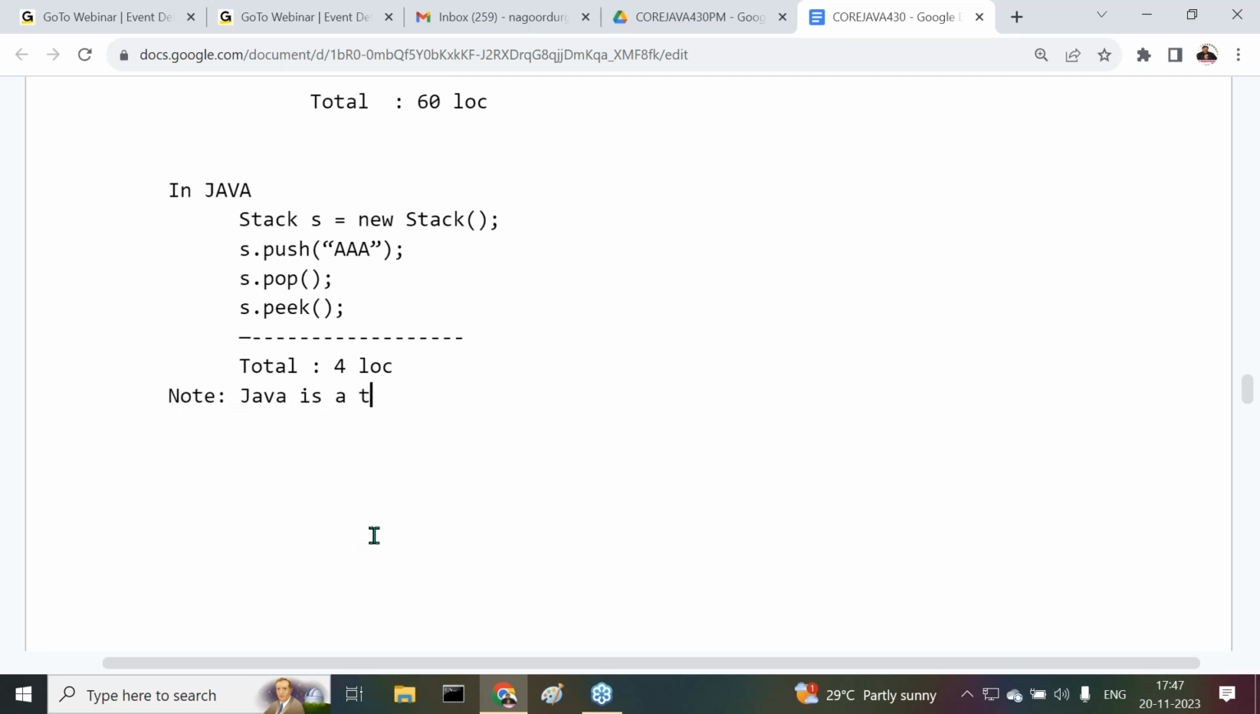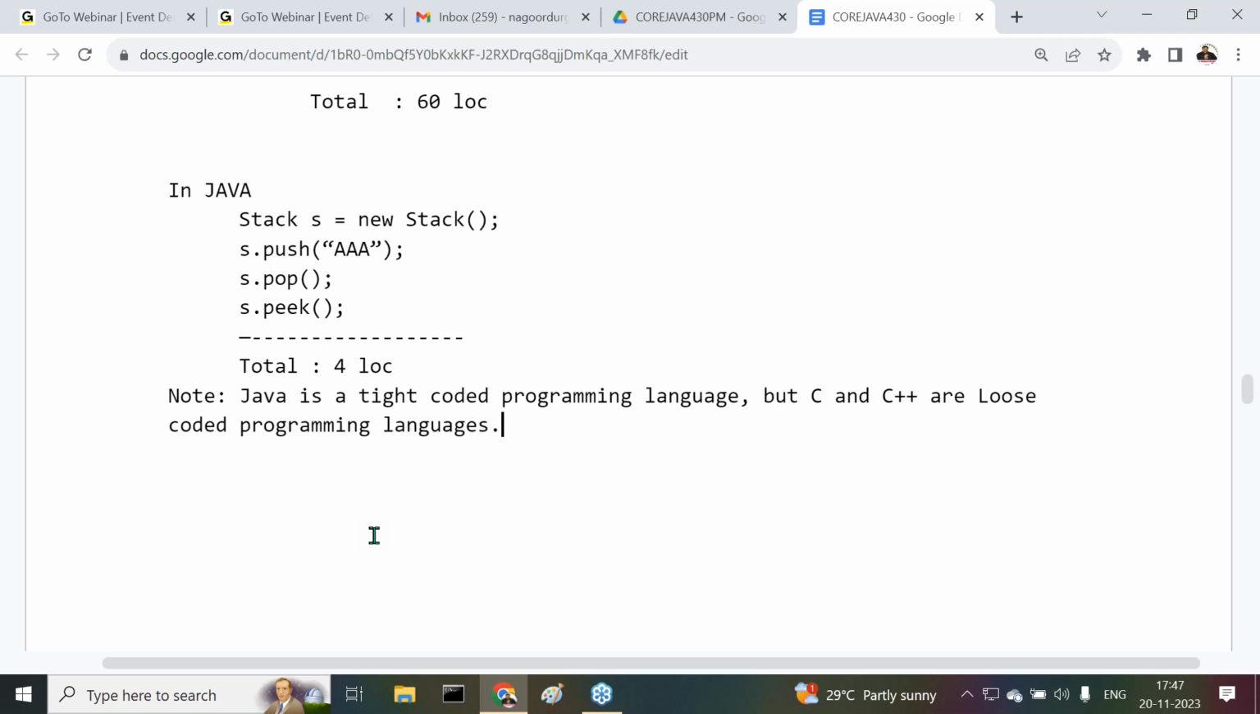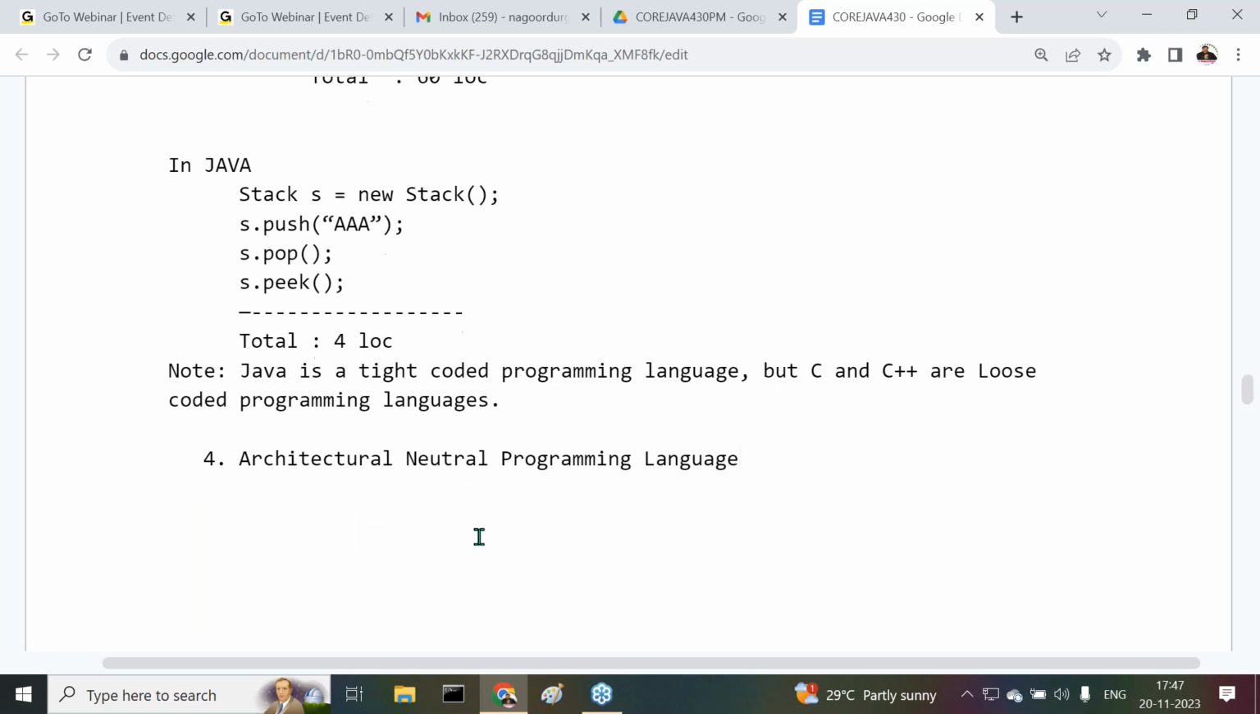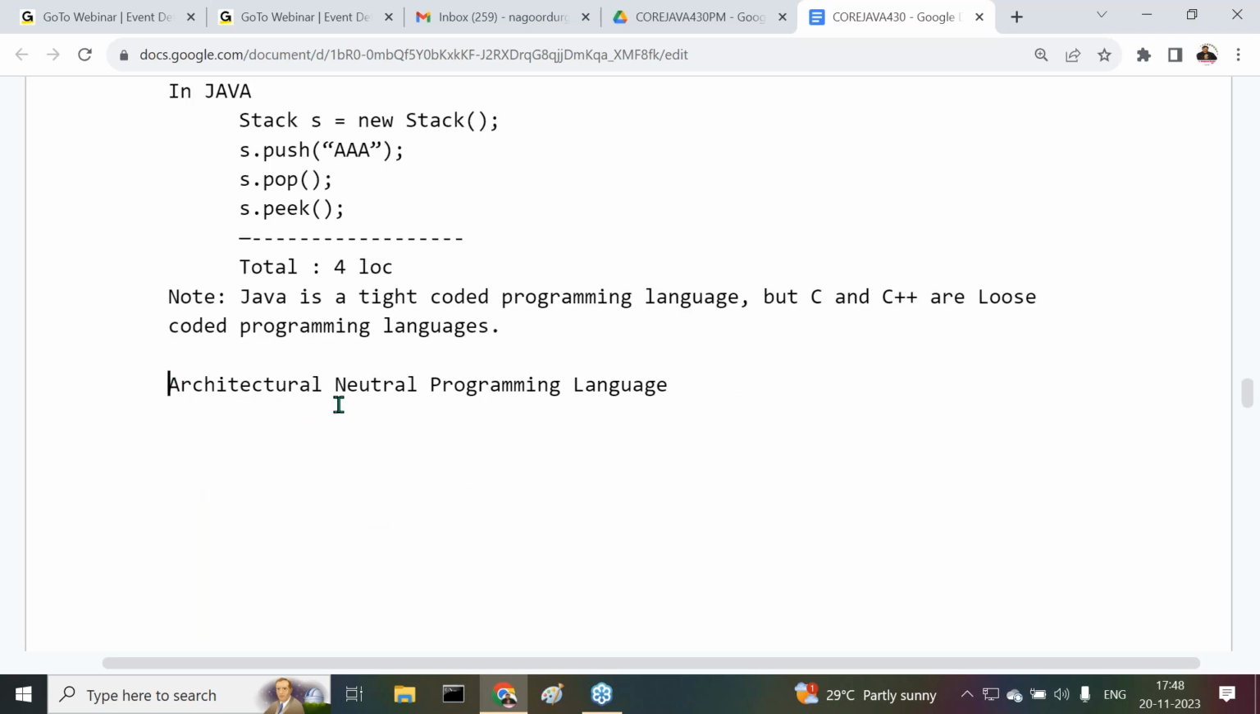All right, so anyway, note I am telling there. Java is a tight coded programming language, but C and C++ are what they loose coded programming languages. Right. Next one is what there after this? Architectural neutral programming languages.